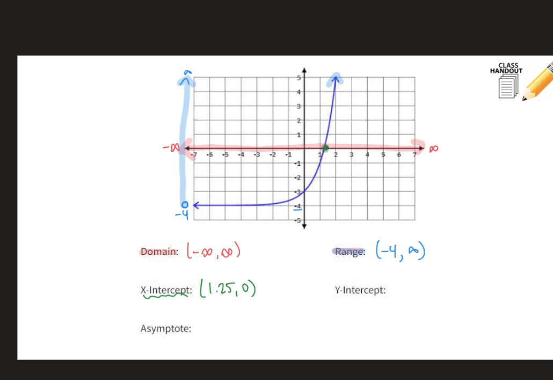Next thing, for my y-intercept, we're going to see where it crosses the y-axis. That looks to be right here. That's going to be 0, -3.